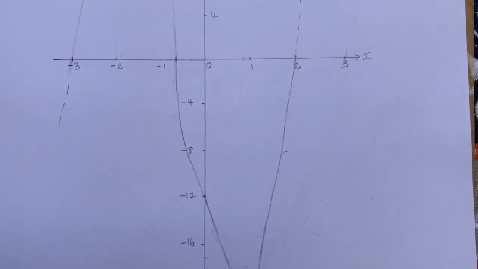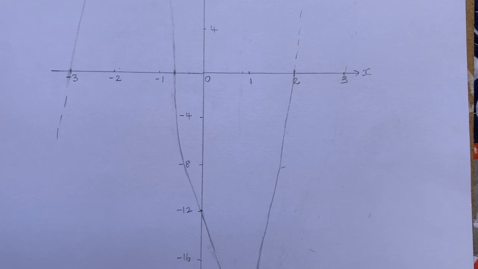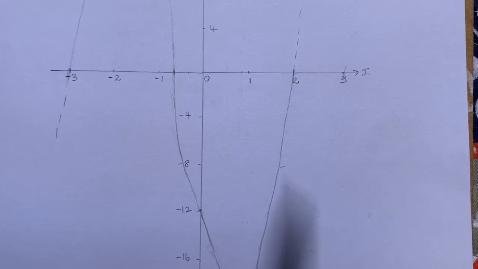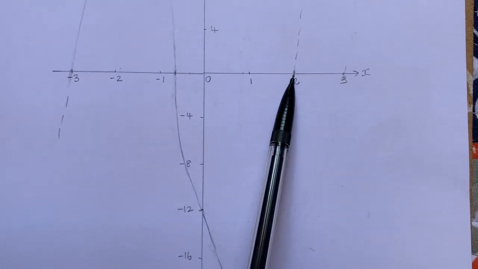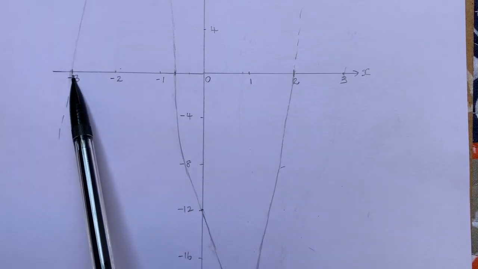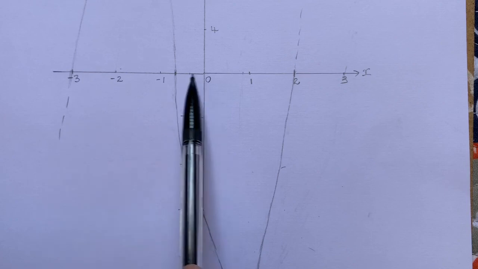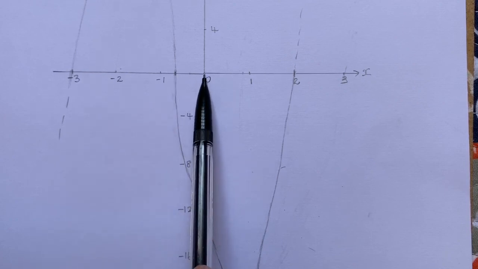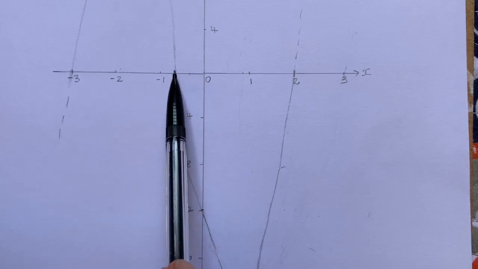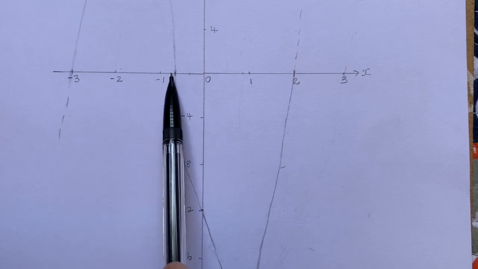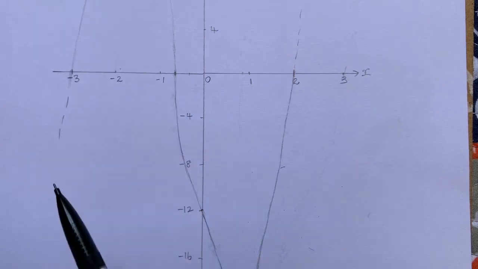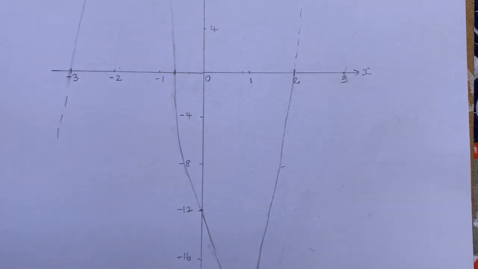Now for the cuts, the graph should cut the x-axis at 2, negative 3, and negative 2/3. I separated this into 3 equal parts, so that's negative 1/3, negative 2/3, negative 1, so negative 2/3 is right here. And our y-axis needs to be cut at negative 12.